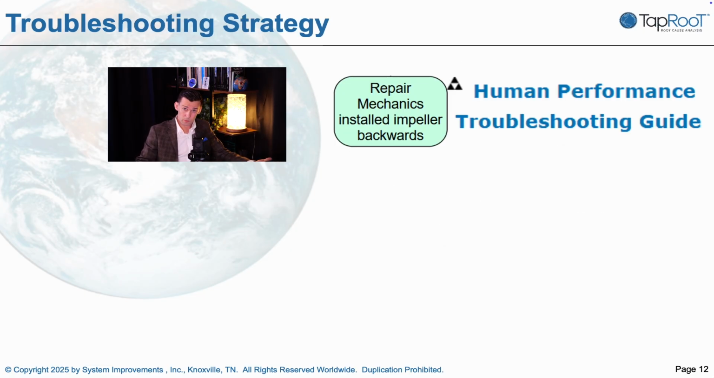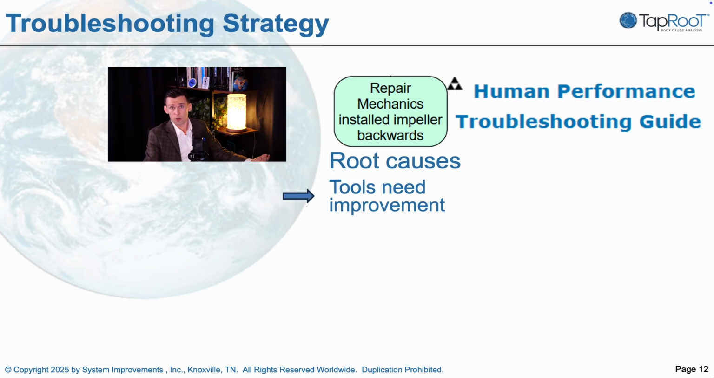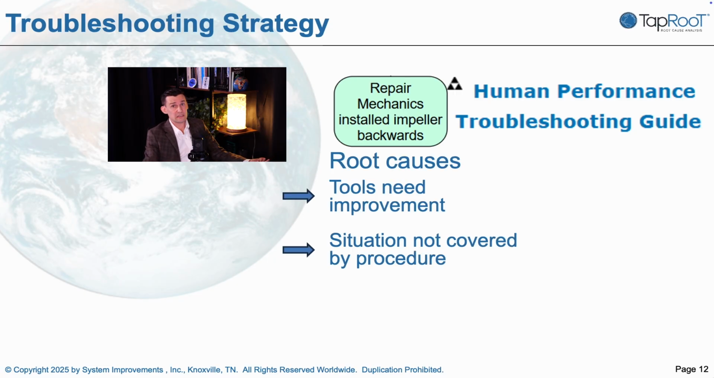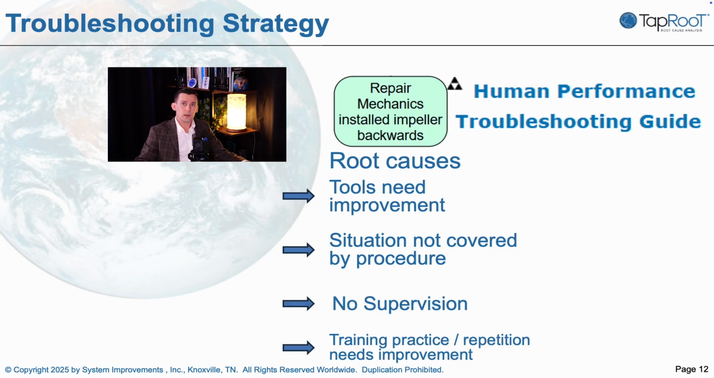So we have equipment troubleshooting guides, but also in Taproot, we have a human performance troubleshooting guide. These are all the questions that Mark Paradise, the human performance expert, would ask about any human mistake, such as installing an impeller backwards, just to make sure that we look at everything we need to and eliminate everything else, just like back up in the equipment troubleshooting. So maybe we find, using the system, that there are some root causes, like our tools need improvement, that the situation wasn't even covered by the procedure, that there was no supervision when our mechanic did this overhaul, and that this also was his first performance of this overhaul.